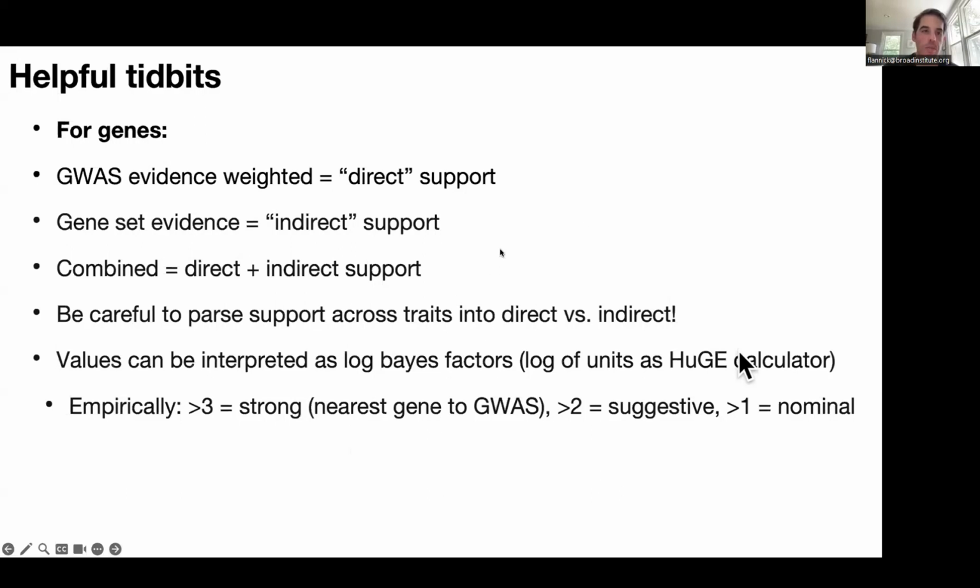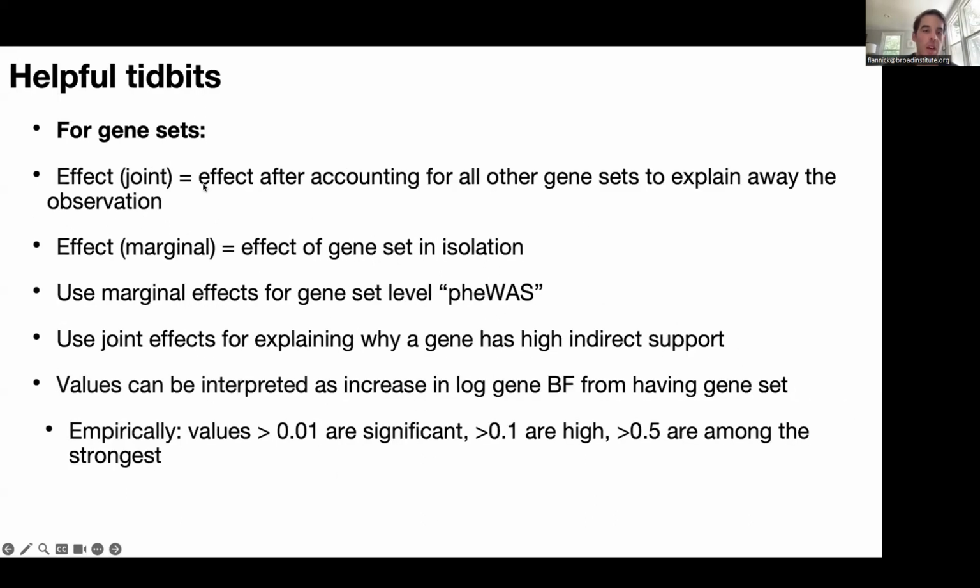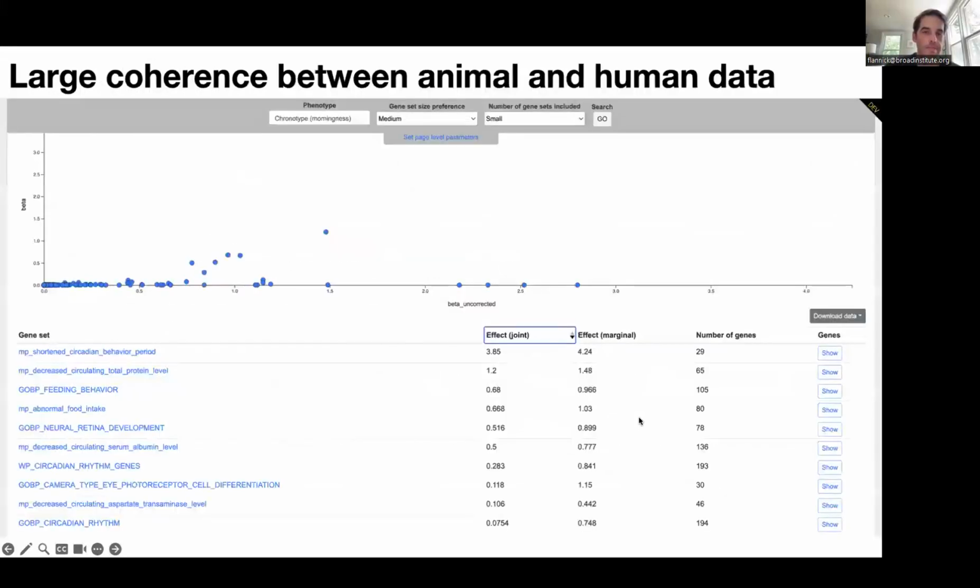That's for genes. For gene sets, again, make sure to consider whether you want to know the joint effect versus marginal. Sometimes joint is most interesting. That's mainly for explaining why a gene has high support, whereas the marginal is most useful for a PheWAS. And in terms of interpreting these values, typically something above 0.01 is a significant effect. Once you get above 0.5, this is a very, very relevant gene set to that phenotype.